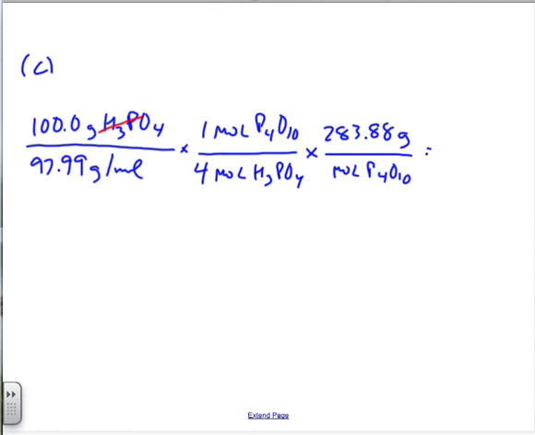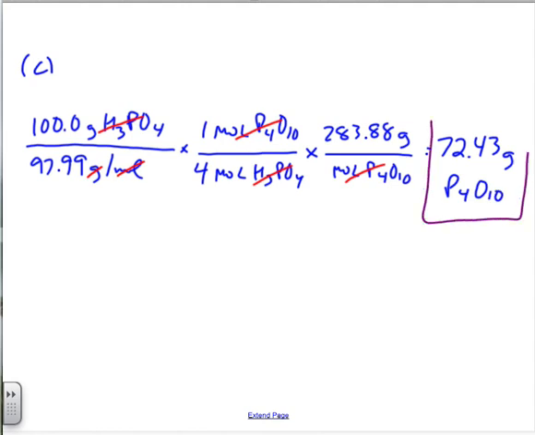Grams of phosphoric acid cancel grams of phosphoric acid. Moles of phosphoric acid cancel moles of phosphoric acid. Moles of P4O10 cancel moles of P4O10. And I'm left with 72.43 grams of P4O10. I'll do exactly the same process for water.